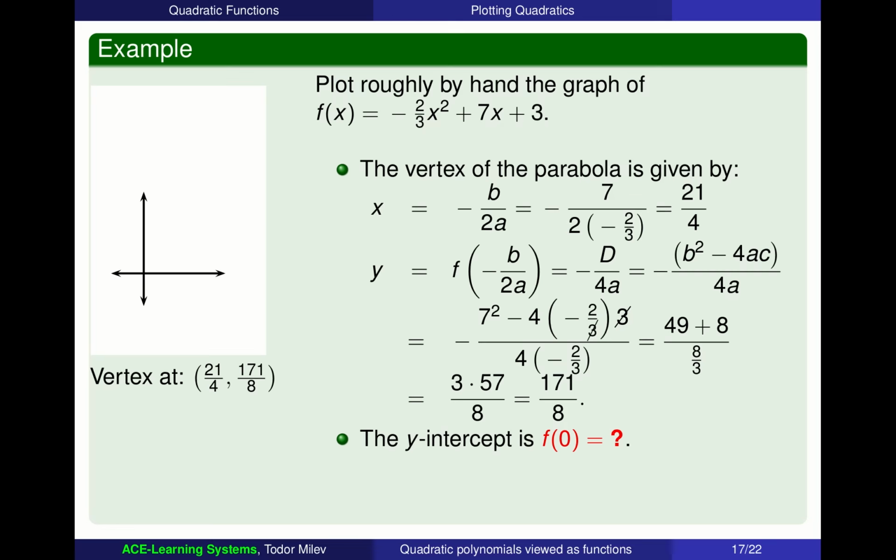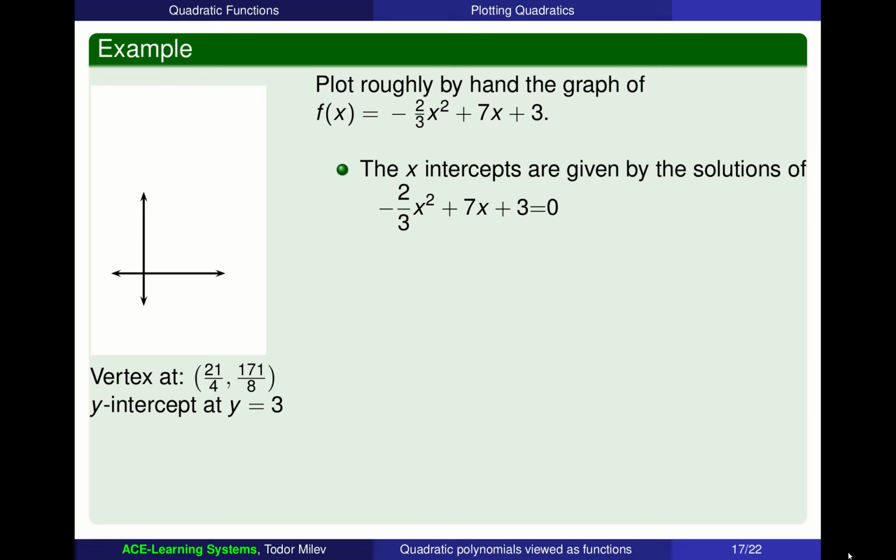I'm sure you guessed it correctly, 3, right? Because I'm replacing x with 0 here and here, and so you can see that f of 0 must be equal to -2/3 times 0 squared plus 7 times 0 plus 3. Well, all that remains, of course, is 3. So f of 0 is 3. Okay, so my y-intercept is at y equal to 3.